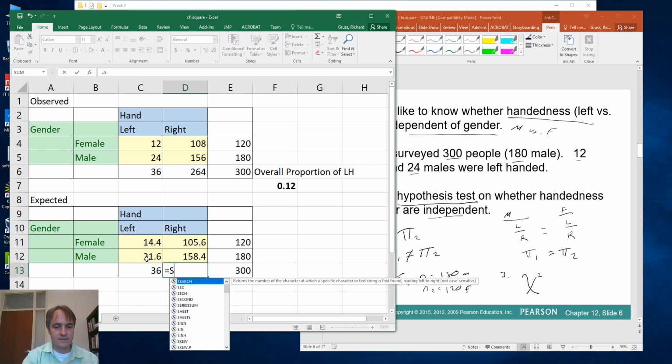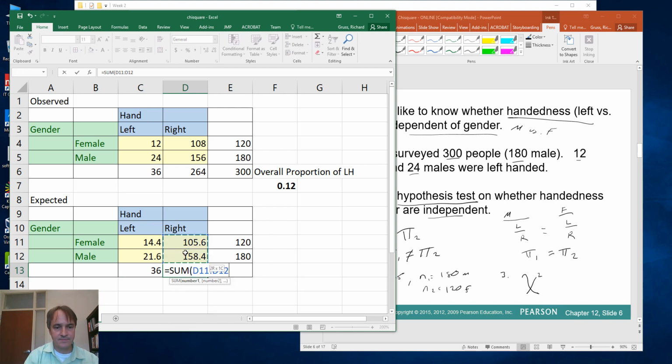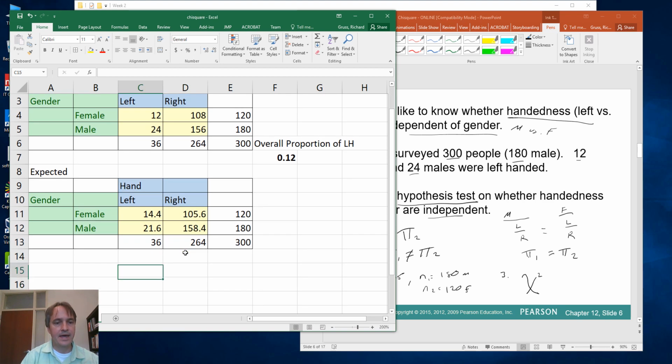Okay, and then the sum of these. Okay, so these marginal values then are all the same, but now we have a different set of expected. Okay, so we've got our tables filled in with our observed versus our expected. Now what we need to do is calculate our chi-square statistic.